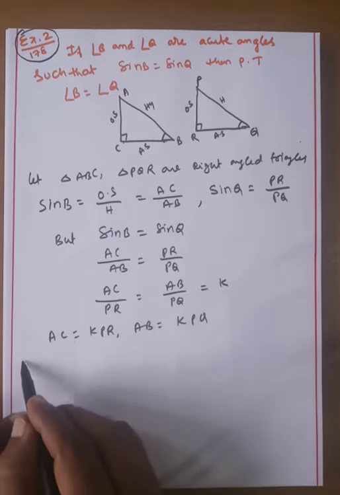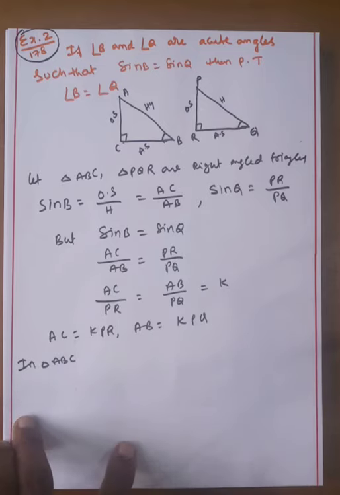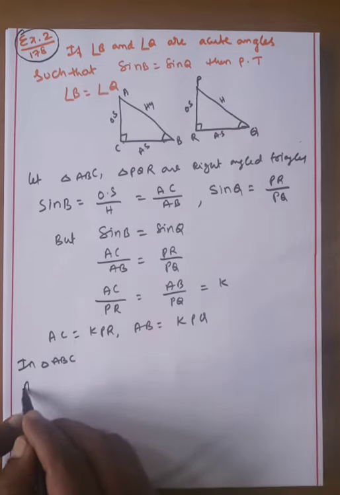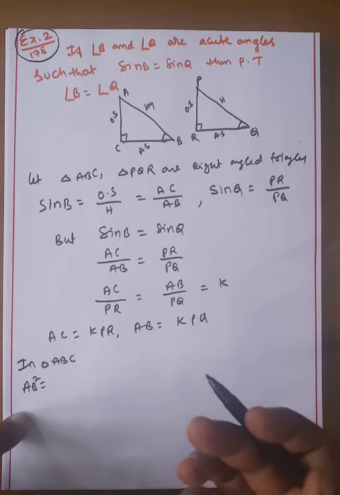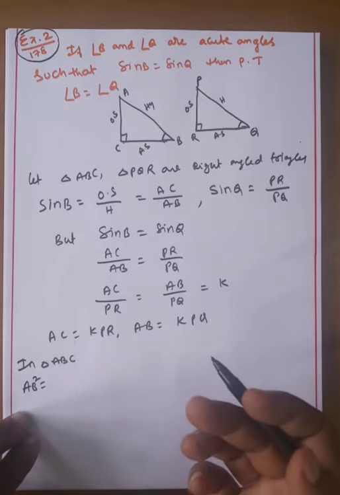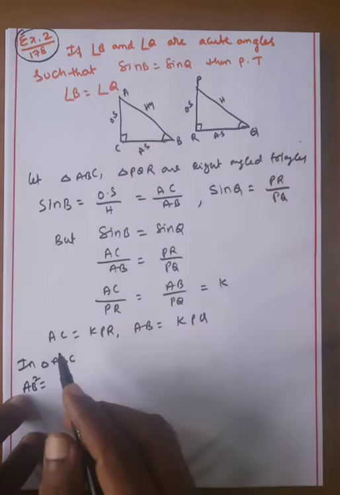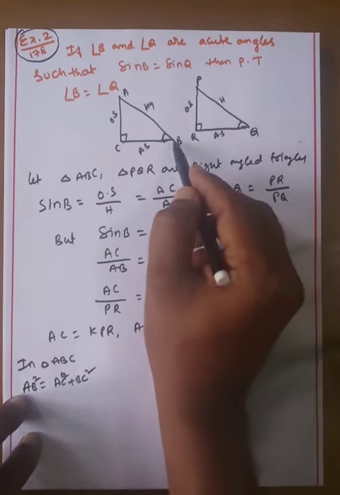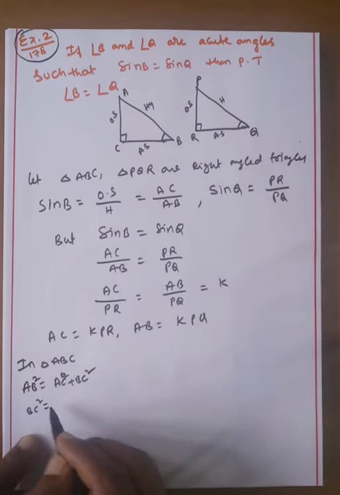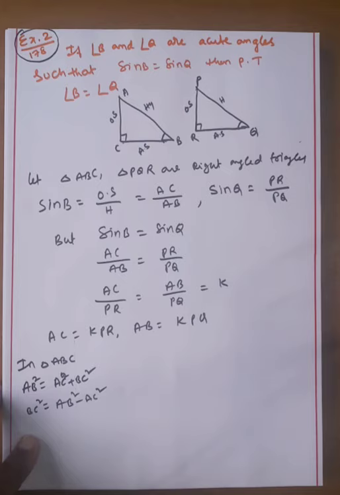Now in triangle ABC, by the Pythagoras theorem, AB square is equal to AC square plus BC square, since AB is the hypotenuse. We want BC here. So BC square is equal to AB square minus AC square.